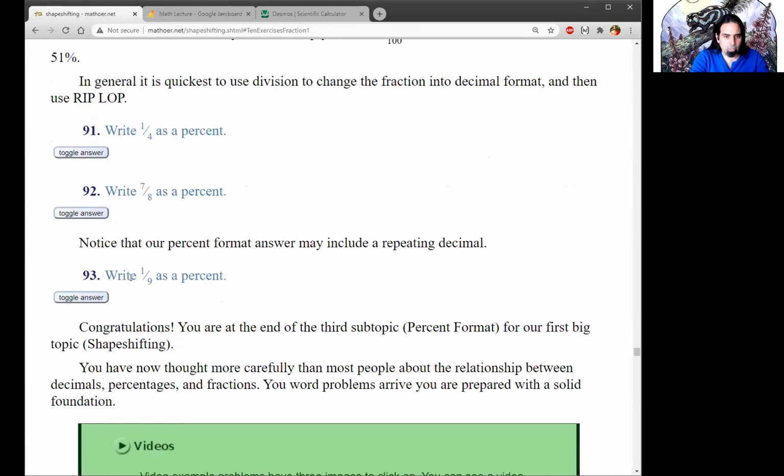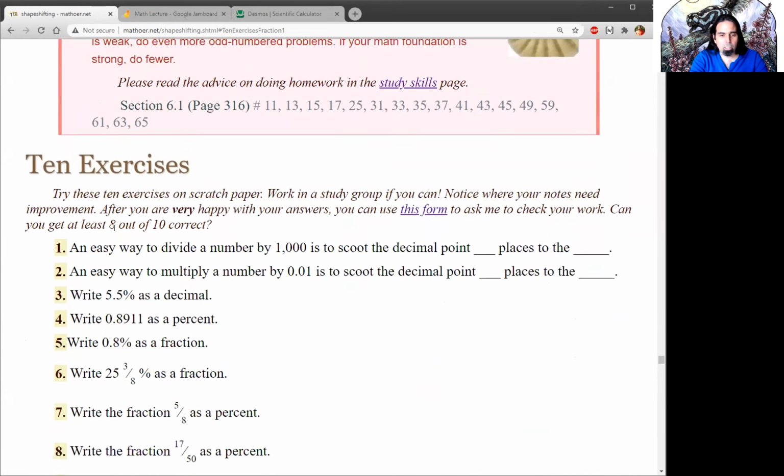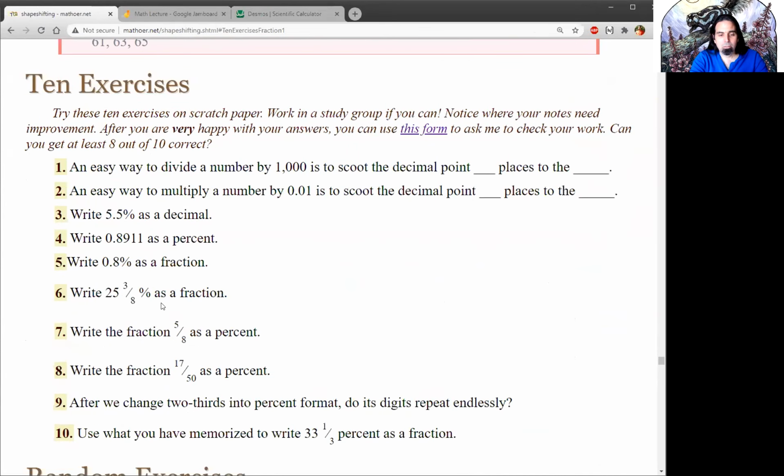As always, there's lots of videos. There are some best textbook problems. There's a bunch of them this time because a lot of them are really quick. If you're just scooting your decimal point around, then yeah, that's easy. And then we have our 10 problems for the percent format stuff. And if you need even more homework, you have some random problems too. And then we'll get into measurement units, but I'm not going to start a whole new topic with only a few minutes left of class.